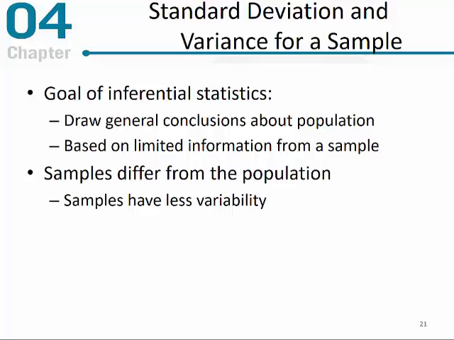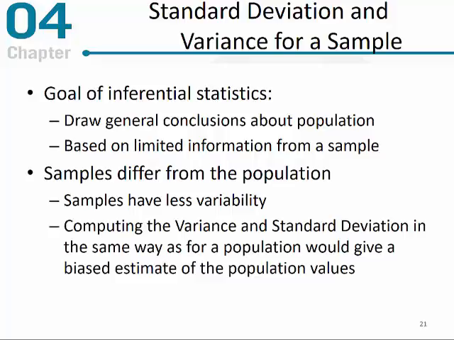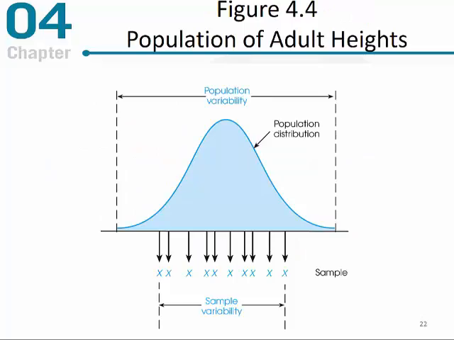So if you have a sample of 100 from 10,000 people in a population, clearly there is less variability in your sample than there would be in the entire population. So computing the variance and the standard deviation in the same way as for a population would give us a biased estimate of the actual population values.